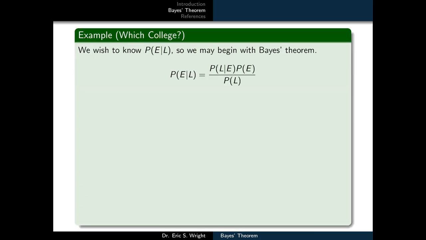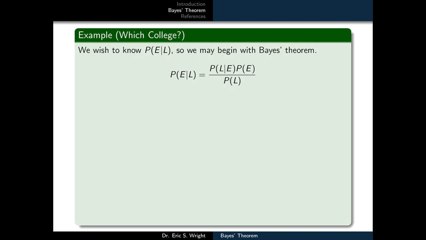Remember, our end goal is to determine that if we were to encounter someone who had entered a successful law career, how likely would it be that they had attended a prestigious college on the East Coast, or the West Coast, or some other university? To make this determination, we need to know the probability of E given L. So we may begin with Bayes' theorem.